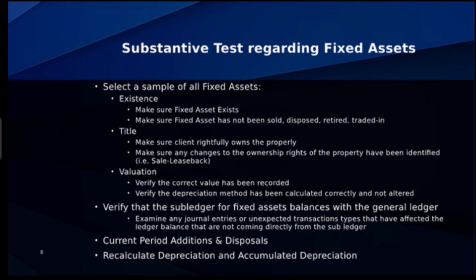Look at the current period additions and disposals. Make sure that makes sense. So you've got the beginning assets, you have some additions, you add that in there, you subtract out the disposals. That should, in essence and simplicity, equal your ending fixed asset balance. If it doesn't, you have something that you probably have to look into further. And then finally, again, recalculate all your depreciation and accumulated depreciation. Make sure it makes sense.